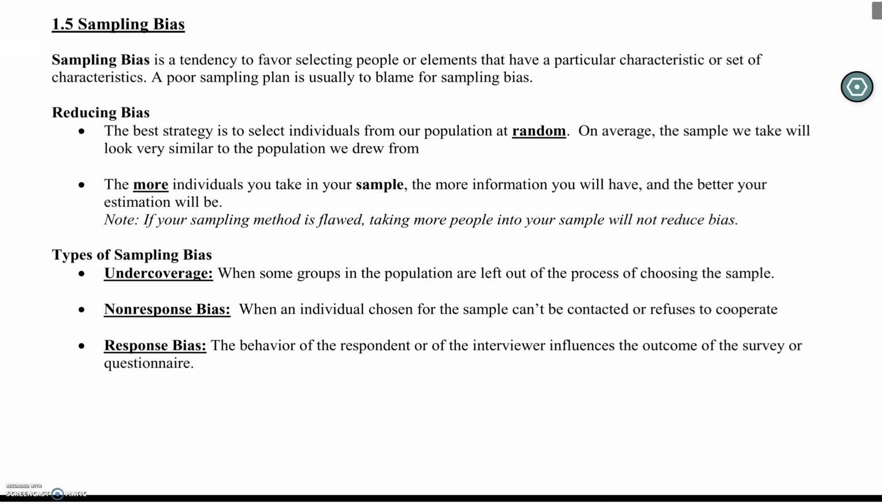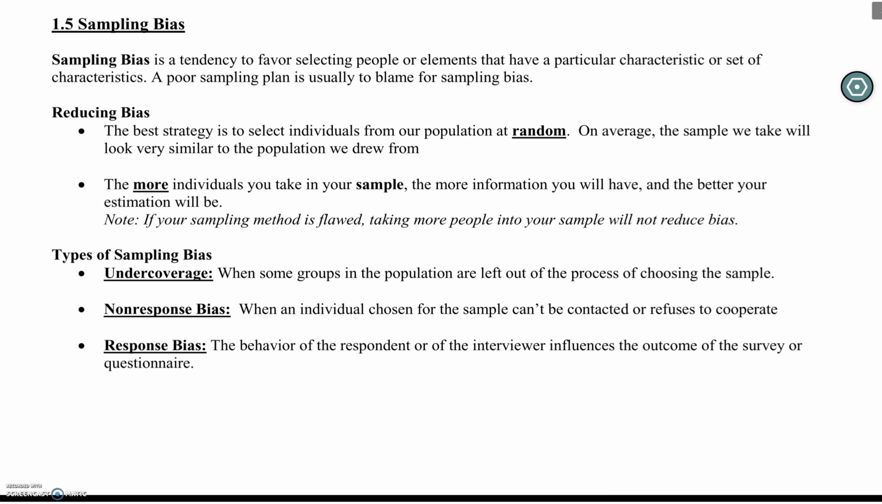The next thing we could do is pull more people. The larger our sample is, the more information we have, the better our estimation is going to be. There is, of course, the big caveat that bigger is not better if the sampling method is inherently biased from the beginning. Like we saw with the census. If we're leaving out people who don't have a permanent mailing address, it doesn't matter if we select more people.